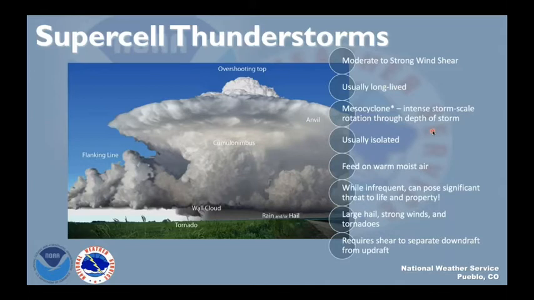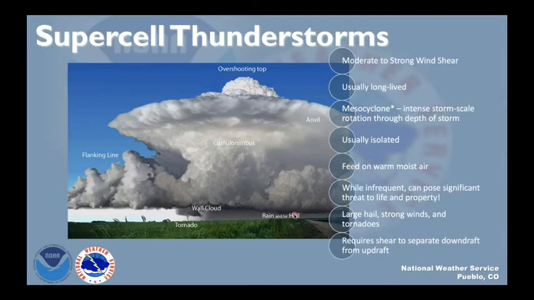So supercell thunderstorms, well, I guess they're the rarest occurrence, but yet they're the most powerful and damaging. You need a lot of moderate to strong wind shear. These things can last a while, but what's required is they have to have a mesocyclone. A mesocyclone is a broad rotation in the middle atmosphere. That's the definition of what a supercell is. You need to have this mesocyclone.